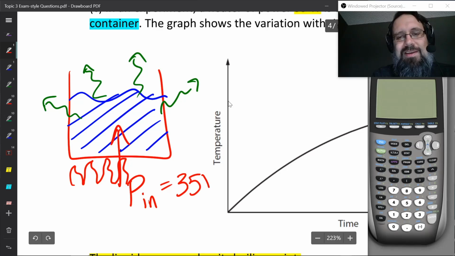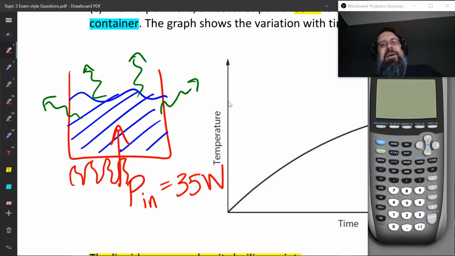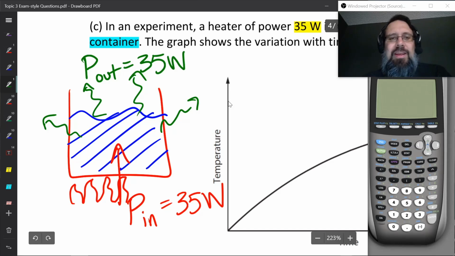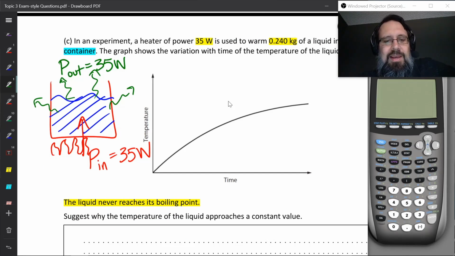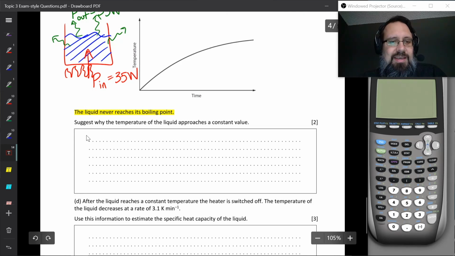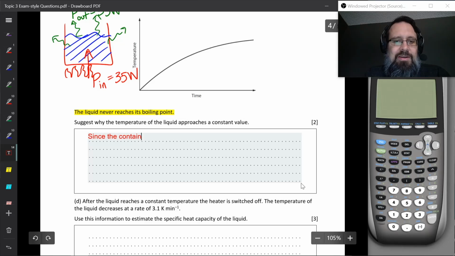35 watts. If the temperature is constant, then that means the amount of power that the substance is absorbing is equal to the amount of power that the substance is releasing. And so we know that when the temperature is constant, the power in is equal to the power out. This suggests why the temperature of the liquid approaches a constant value. So let's write this out. Since the container is not insulated, the liquid is radiating energy into the surroundings.